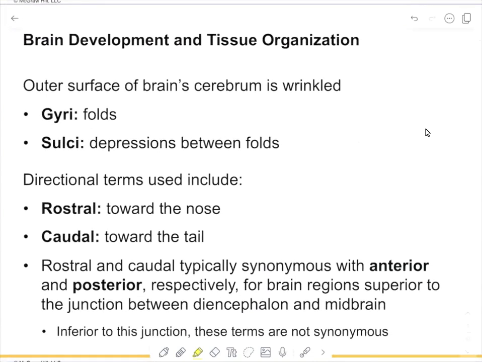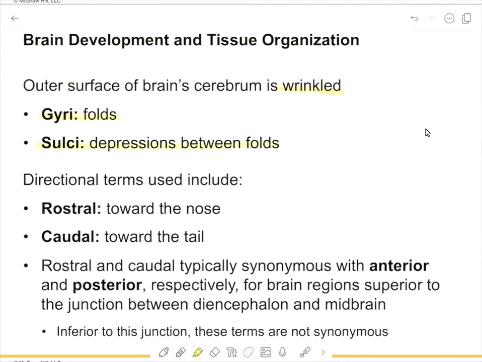So the outer anatomy of the cerebrum is wrinkled. I'm sure you've seen it in appearance. Those outer folds are what are called gyri for plural, gyrus for singular. Between those folds are depressions, which are called sulci, singular sulcus. Those are important depressions between the folds that separate functional regions of the brain.